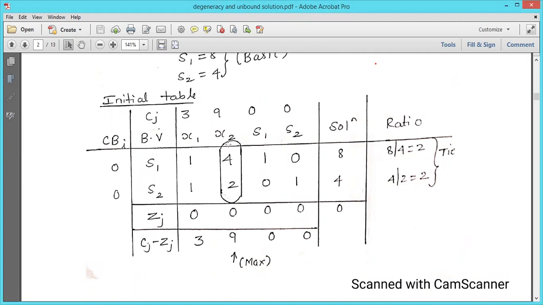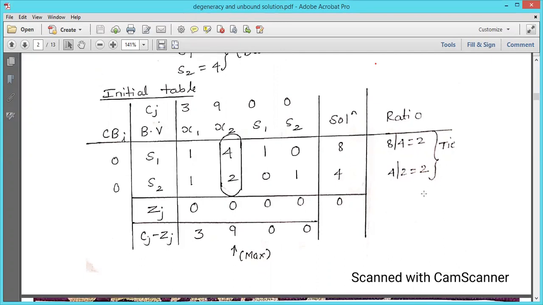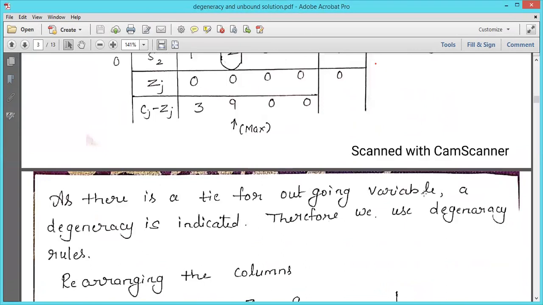Once you get the key column, we have to find the ratio. How to find the ratio? We divide the values present in the solution column by the values present in the key column. So here we have 8 by 4, it is 2. Again 4 by 2, it is 2. Now you can see there is a tie, so we don't know which row we have to select. There is a tie, which means there is a degeneracy. To resolve this degeneracy, we apply certain degeneracy steps.